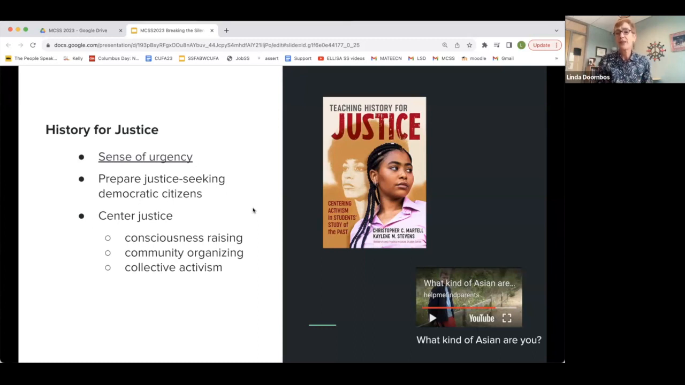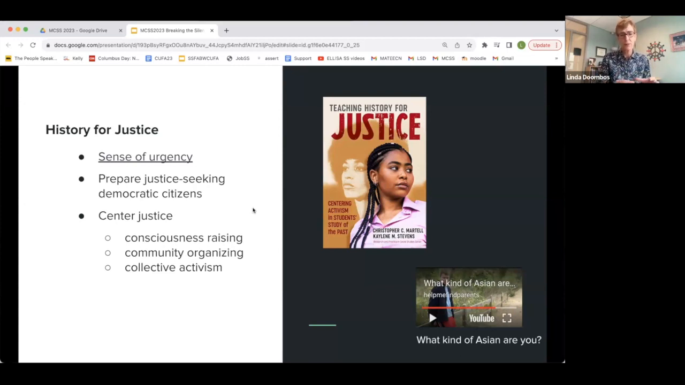And this book, Teaching History for Justice, it's one that I've recently read, and it's a marvelous book talking about, yes, we need to work on this individually, but we also need to work on it collectively, because it's only through collective action will we be able to move things forward.